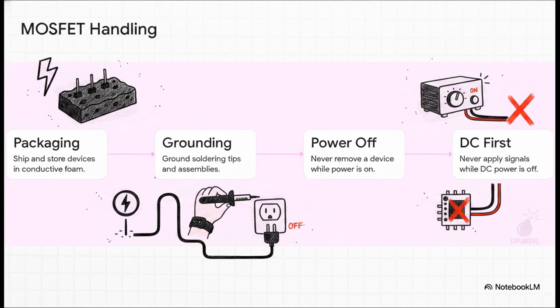You must ground your soldering iron in assemblies. You never plug or unplug them with the power on, and you absolutely never apply an input signal if the main DC power is off. Treat them like unexploded ordnance, because one wrong move with static, and they are toast.